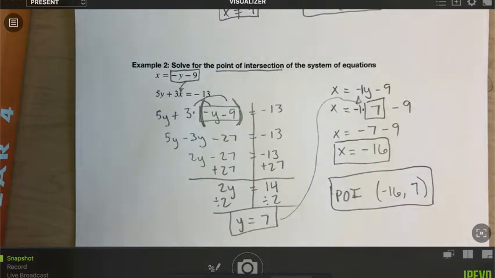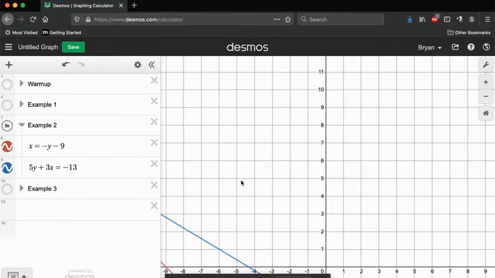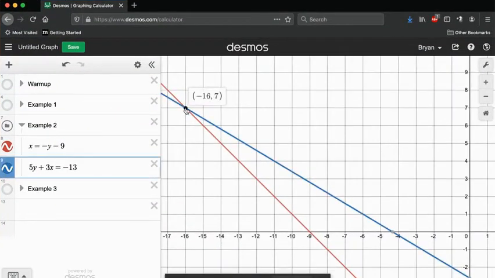And if you don't believe me, we can always verify. So I'll bring this graph back in. I have the 2 equations graphed. If I move over, sure enough, negative 16, 7 is exactly where they cross.